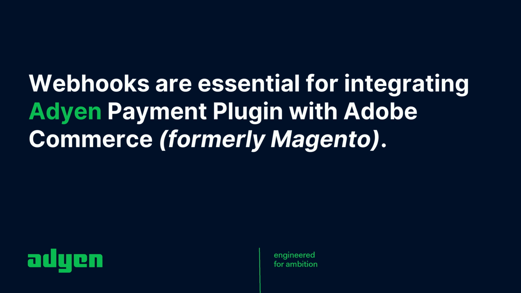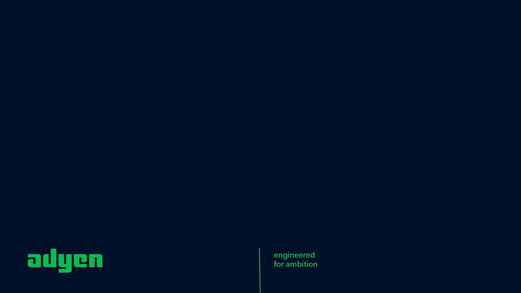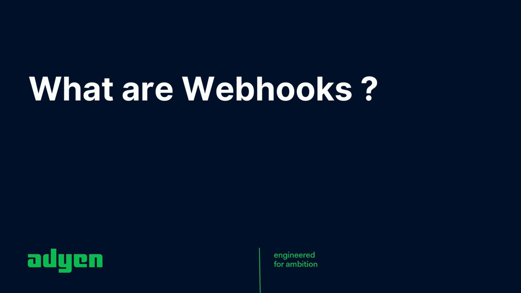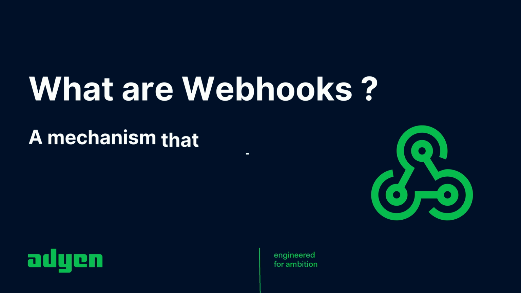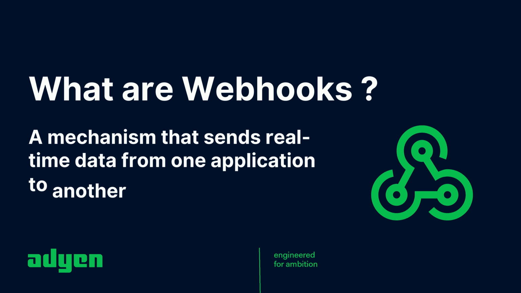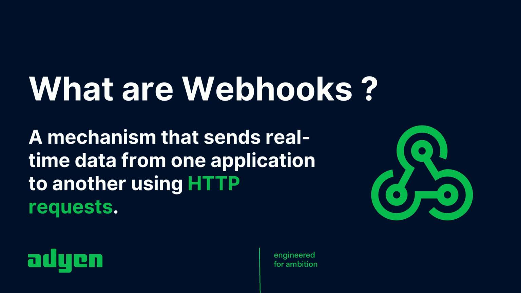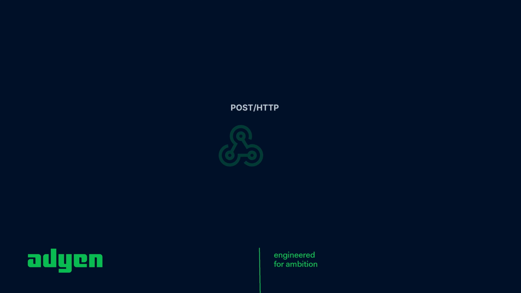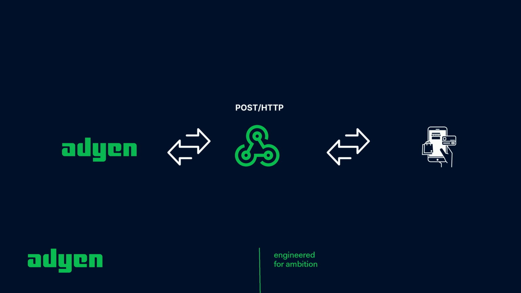Let's get started. Before we go into the technical demo, let's quickly understand what webhooks are and why they are crucial in the context of payment gateways. In simple terms, a webhook is a mechanism that sends real-time data from one application to another using HTTP requests. In the context of Adyen Payments Plugin for Adobe Commerce, webhooks are crucial for automating processes and keeping your store's data and status synchronized with the Adyen platform.